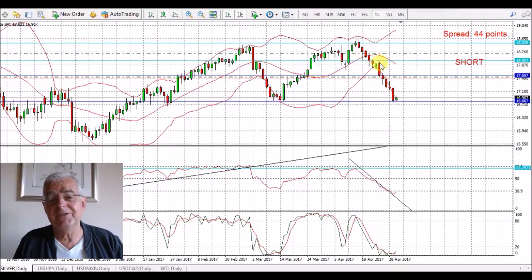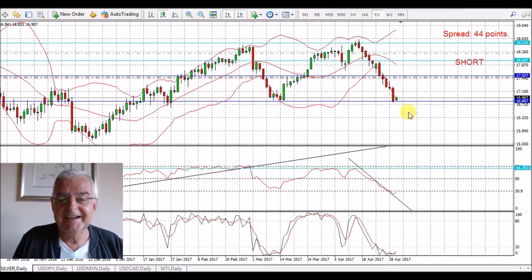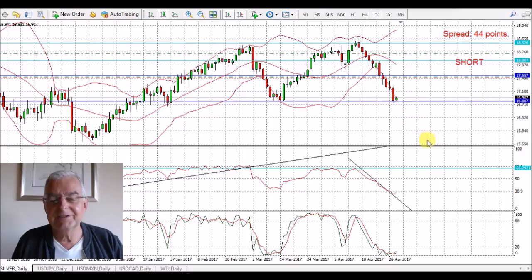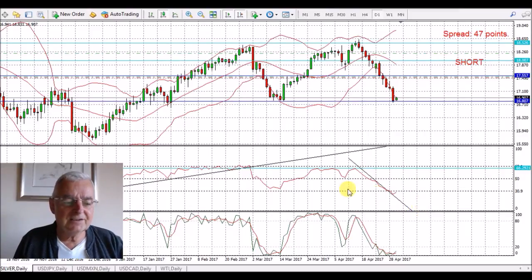Silver, well, this has done so well for me over the last few days. It's come down in a lovely straight line down here. You know, it's sort of like textbook lovely. We're below the 30.9. If it can hold below the 30.9, that is going to continue down.